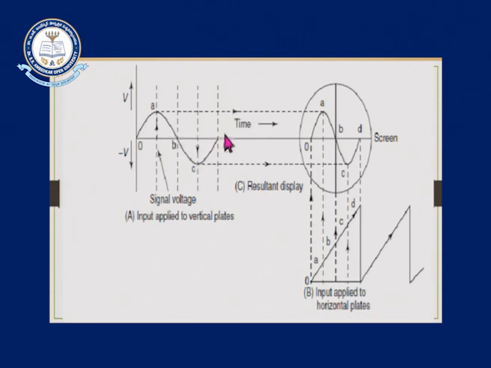So this wave goes to the screen. Your output is this waveform. This is a sine wave, for example. Here also it is the same: 0, A, B and B, C, D. So this is a sinusoidal wave. This is the input applied to the plates. So this is the waveform.